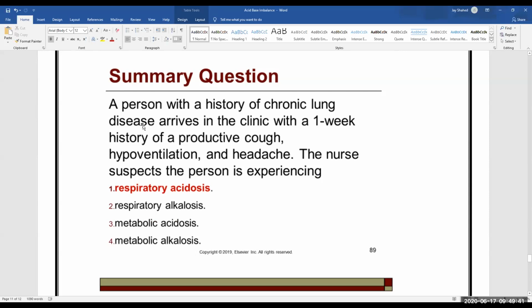All right, this is straightforward here. History of chronic lung disease. As soon as they tell you lung disease, what do you think of? Respiratory, right? Productive cough, hypoventilation, headache. The nurse suspects what? Now, hypoventilation is what? Acidosis or alkalosis? Acidosis. Yeah, so respiratory what? Acidosis. Very easy, isn't it?